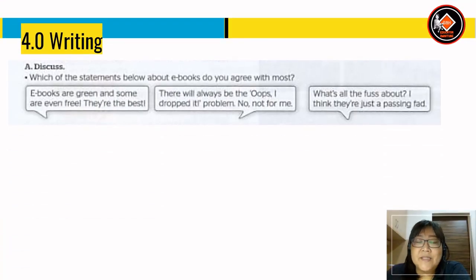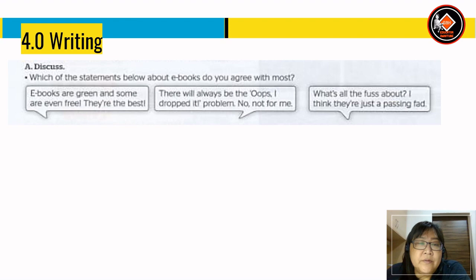Now let's look at writing. So the first one is you have to discuss which of the statements below about e-books you agree with most. Number 1, e-books are green and some are even free. They are the best. Number 2, there will always be the "oops, I dropped it" problem. No, not for me. Number 3, what's all the fuss about? I think they are just a passing fad.